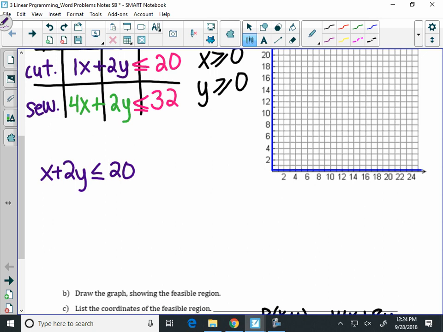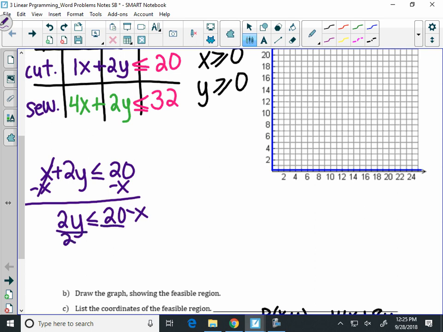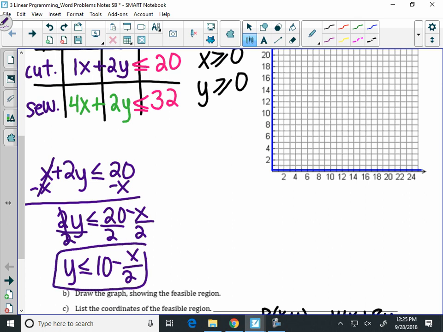To solve this for y, you need to move the x to the other side, which means you have to subtract it because it's positive. You get 2y is less than or equal to 20 minus x. And then you divide everything by 2. So you get y is less than or equal to 10 minus x over 2. That is the first equation, but rewritten so that you can graph it.